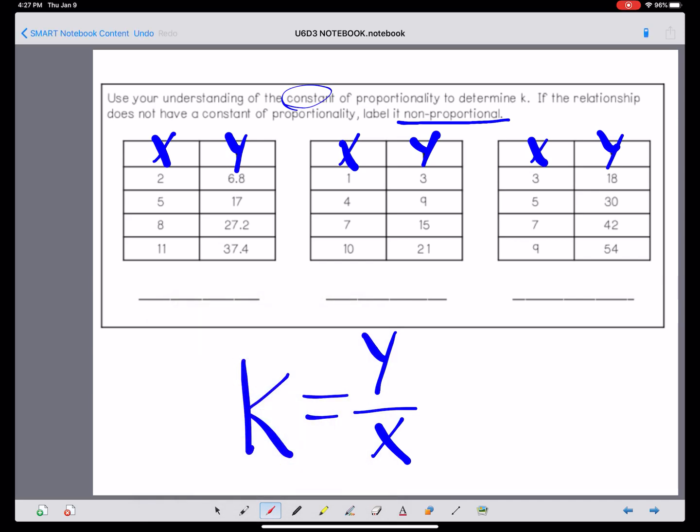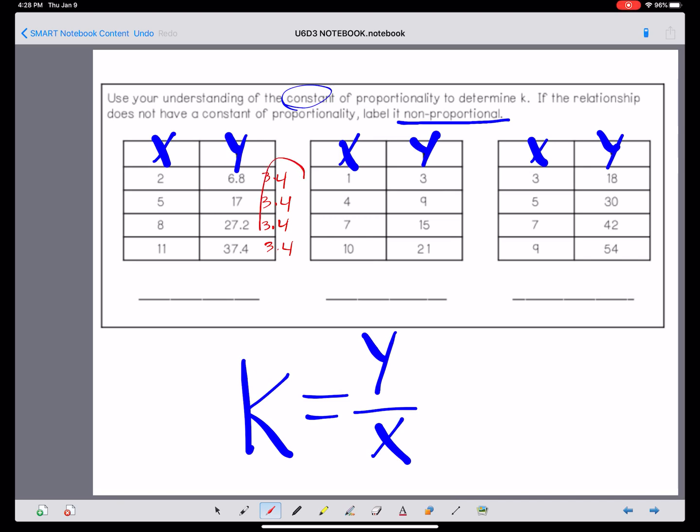All right, so 6.8 divided by 2 is going to give me 3.4. So I'm just going to write this off onto the side. And I'm going to do this to all of them because I need to double check. 17 divided by 5 is 3.4. 27.2 divided by 8 gives me 3.4. 37.4 divided by 11 gives me 3.4.